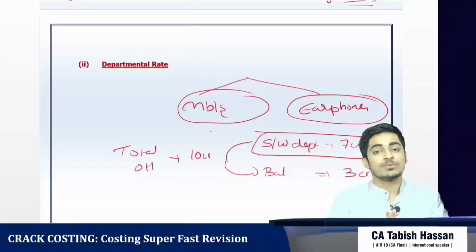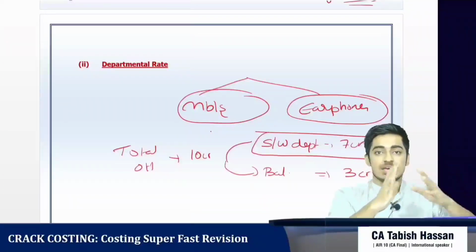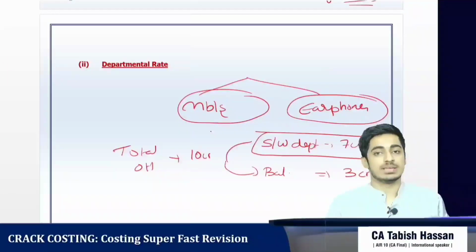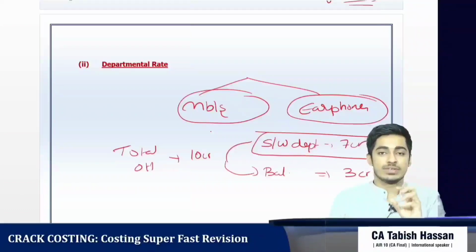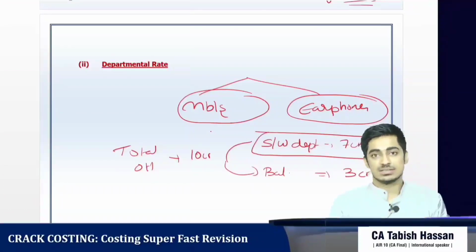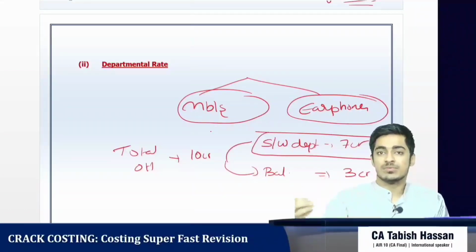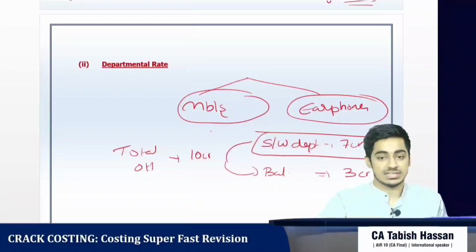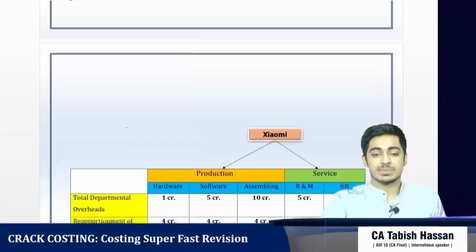But now, what we have done is, the total overheads of the company, we have split between the departments. And then, for every department, we take a suitable basis. So we get the overhead recovery rate. Now we'll take the cost object. If the cost object, say for example mobile, uses services of the department, we charge. If it does not use the service of that department, we don't charge. As simple as that. Say for example, the software department. Mobile uses the service of the software department, so we charge overheads. But earphones does not use it, so we are not charging it. That's how the departmental rate method works.